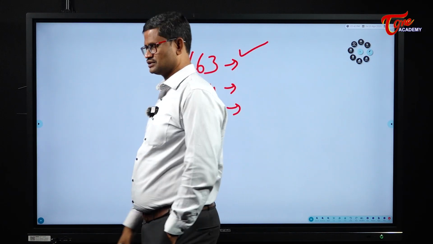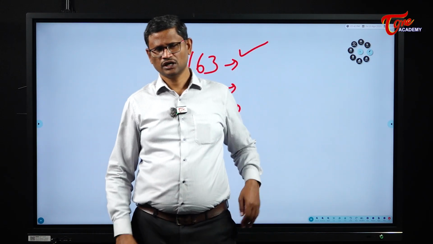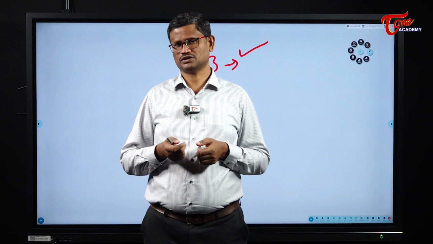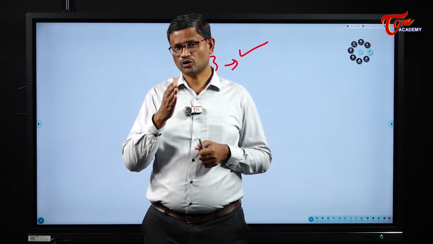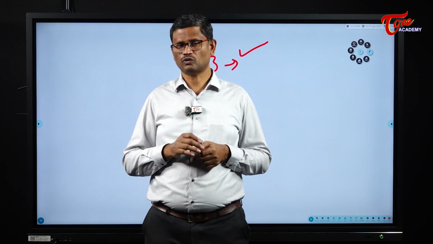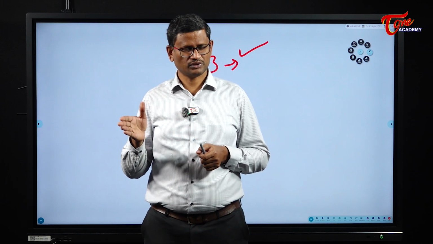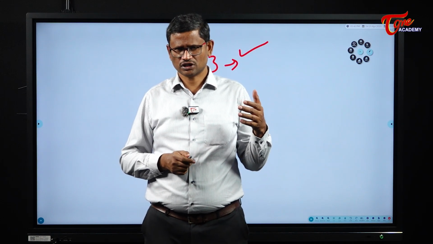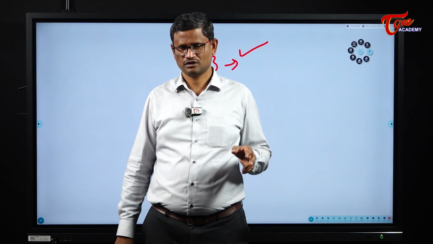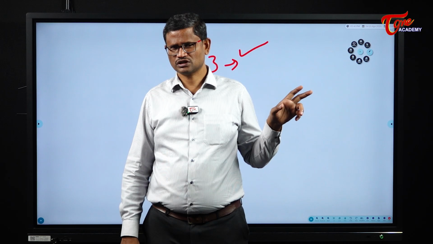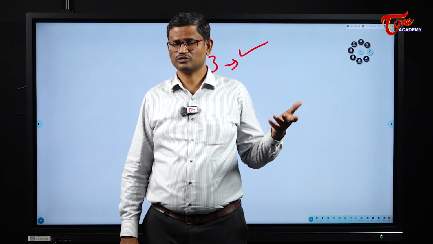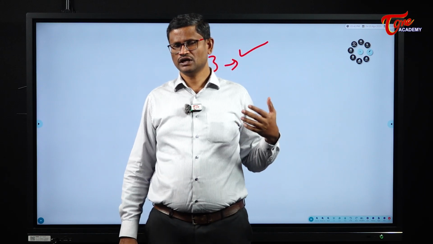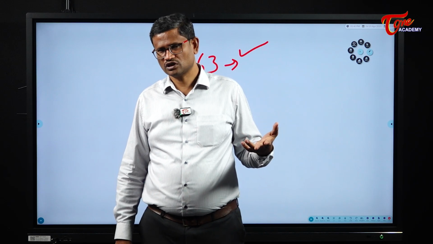Article 163 says the governor shall act on the aid and advice of the Council of Ministers headed by the Chief Minister, which means the governor is bound by the advice of the State Council of Ministers. What advice is given by the Council of Ministers to the governor cannot be questioned in any court of law. Article 163 also speaks about discretionary powers of the governor. So the Constitution in certain situations has conferred discretion to the governor. For example, when the governor administers the 5th schedule areas, he has constitutional discretion, which means he doesn't need to follow the advice of the Council of Ministers.